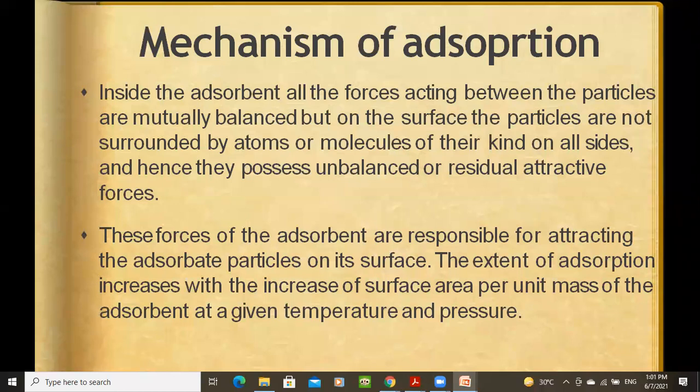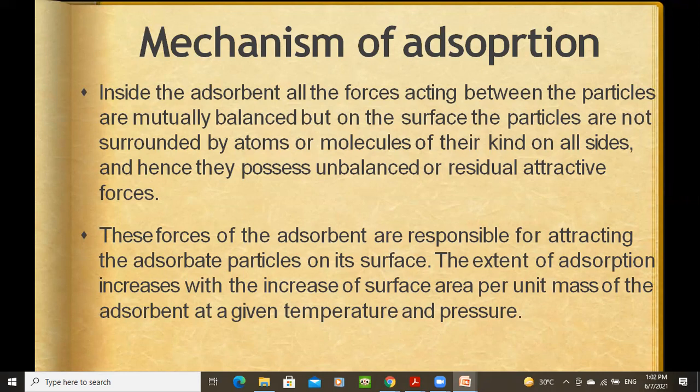Mechanism of adsorption. Inside the adsorbent, all the forces acting between the particles are mutually balanced, but on the surface, the particles are not surrounded by atoms or molecules of their kind on all sides. Hence, they possess unbalanced and residual attractive force. These forces of the adsorbent are responsible for attracting adsorbate particles on the surface. The extent of adsorption increases with the increase of the surface area per unit mass of the adsorbent at a given temperature and pressure.